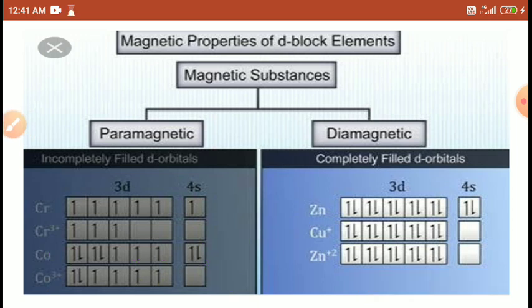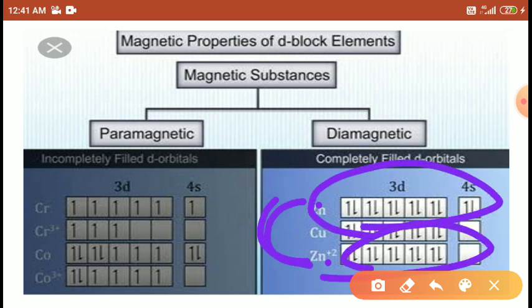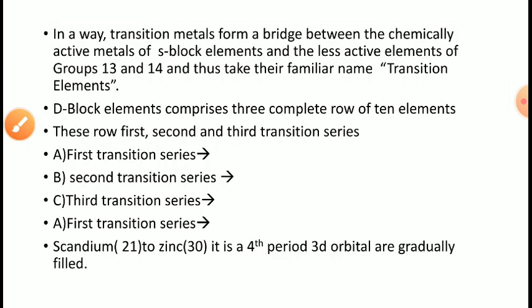Diamagnetic means that, whether in atomic or ionic form, when a zinc atom turns into a zinc ion, the electrons are again paired. That is what we call diamagnetic, right students?